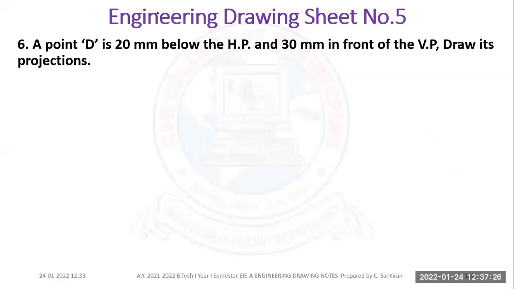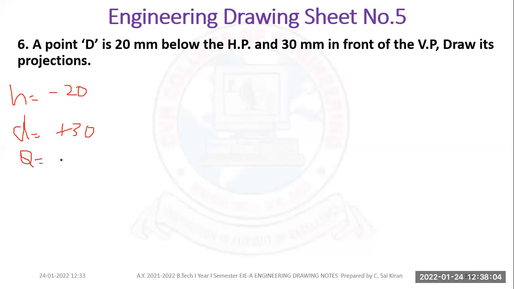So point D. Whenever it is point D, the front view will be small letter D dash, the top view will be small letter D, and the side view will be small letter D double dash. So these things you have to remember before starting the problem. Can anyone tell me what is the H and D value, positive or negative? H equal to minus 20 and D equal to plus 30. And the quadrant?